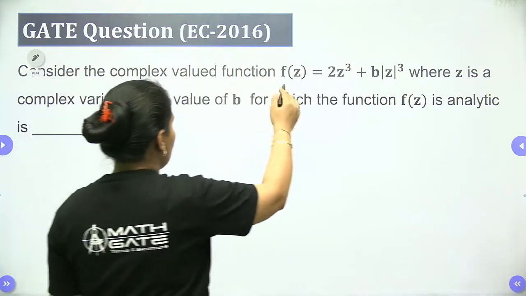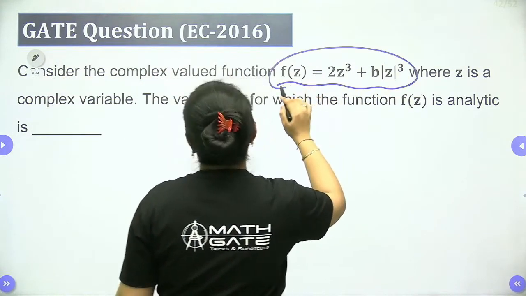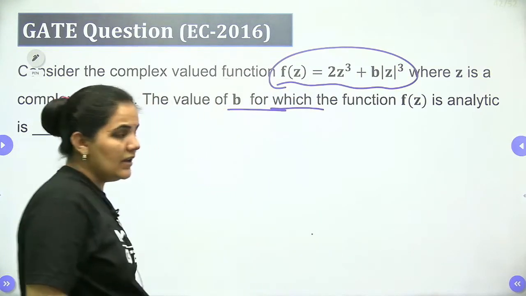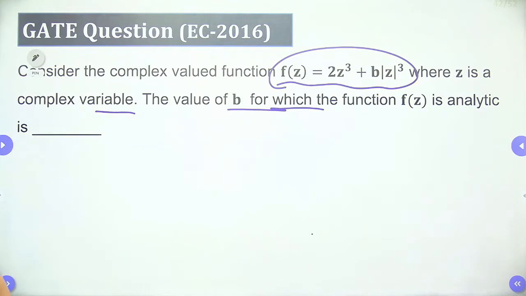Consider the complex valued function f(z) equals to this one, where z is a complex variable. The value of b for which the function is analytic. Now it's already written that the function is analytic. It means we have to go for the analytic function concept only. As we discuss the questions related to analytic function, we can approach this question also. This question has been asked in EC 2016. So let's approach the question.